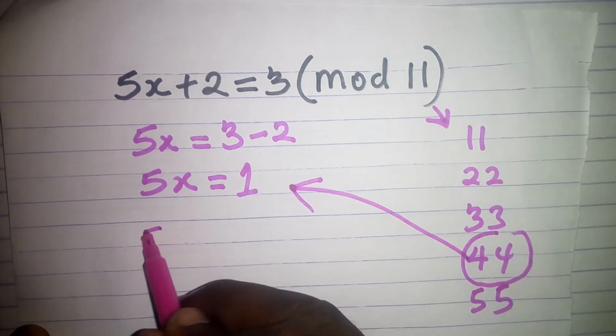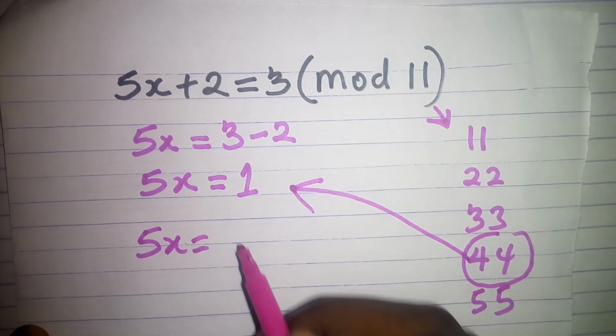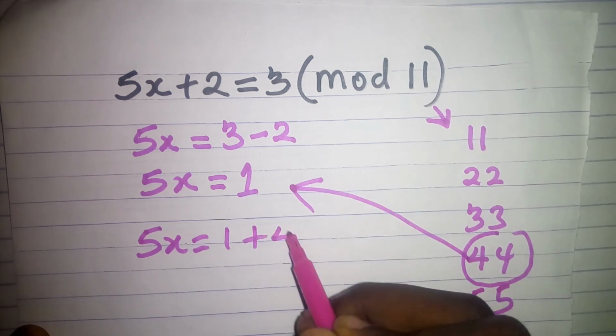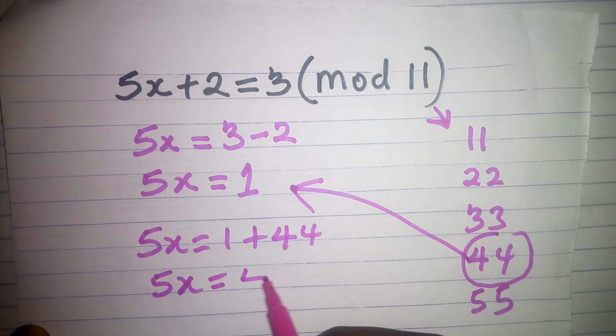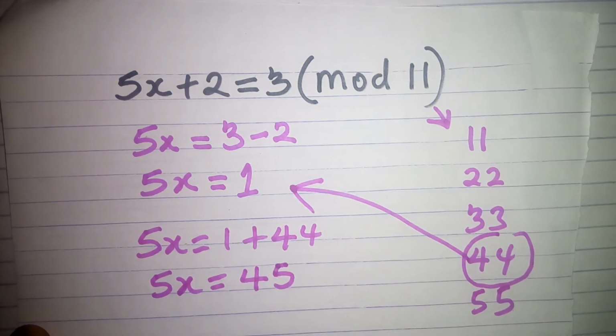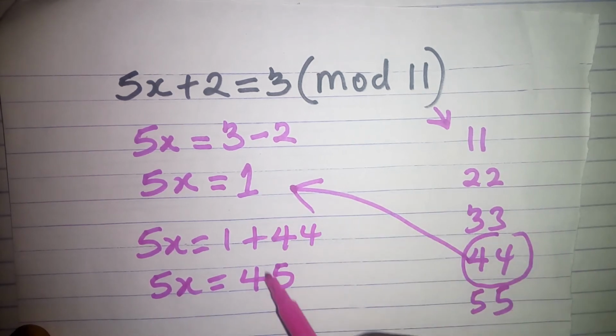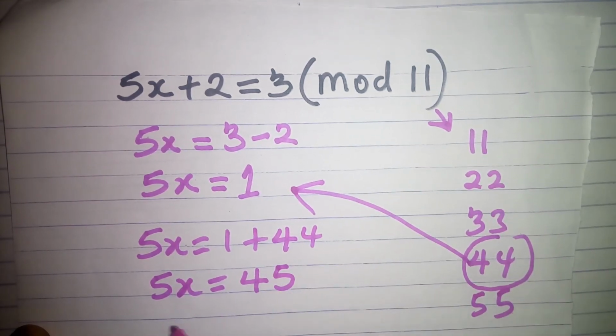So let's add it now. Let's see. 5x equals 1 plus this 44. Then I'll now get 45. And finally, that 45 is a number that 5 can divide. So yeah, I now have 5x equals 45. And 44 works because if you add 44 to 1, you get 45, and 45 is a number that 5 can divide.